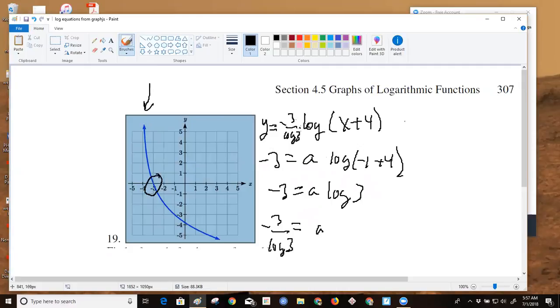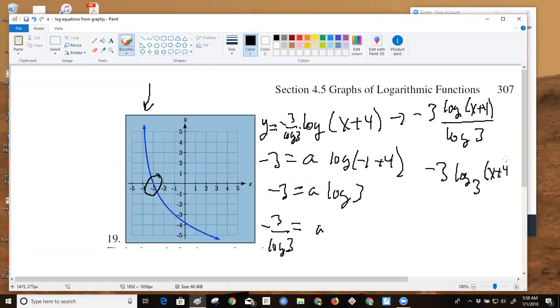But this double log sometimes can confuse people. So one thing you can do is think, can't I rewrite this? Because this is just multiplication. Can I think of this as -3 times the log of x plus 4 over the log of 3, and that looks a lot like the change of base formula. So we can think of that as -3 times the log base 3 of x plus 4. So that's another way to write this solution, and either one is correct.